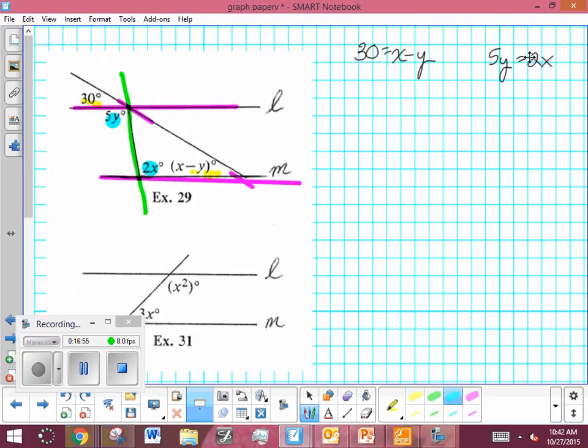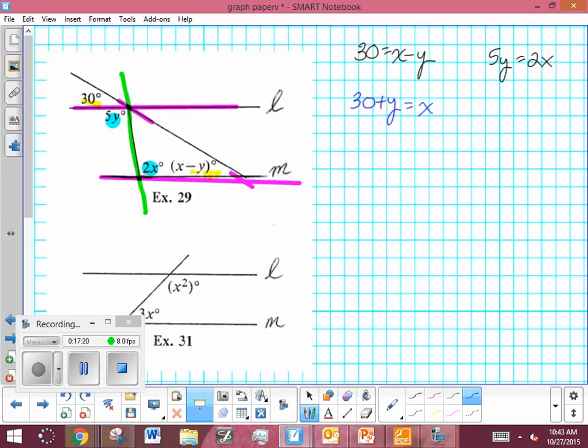And you got some options here on what you want to do to solve this system of equations. I'm going to use substitution. If I want to use substitution, basically I got to find out either what x or y is for one of these. So let's just go ahead and solve this equation for x. So if I add y to both sides, I get 30 plus y is equal to x.